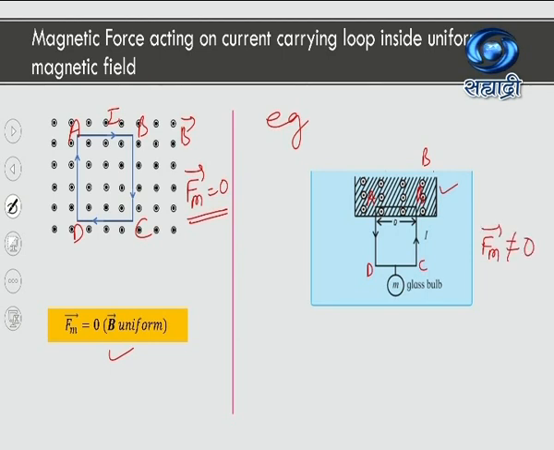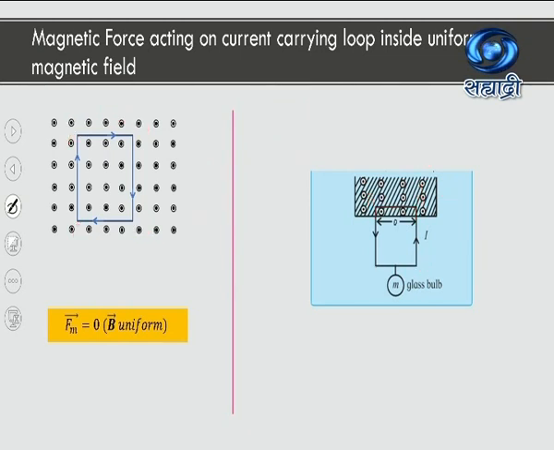There will be some force acting on this part AB and this extended part. This part will experience some force and it will have some direction, and hence the loop as a whole, which is partially inside the magnetic field, will not have Fm equal to 0. This is helpful for you people to solve numericals.